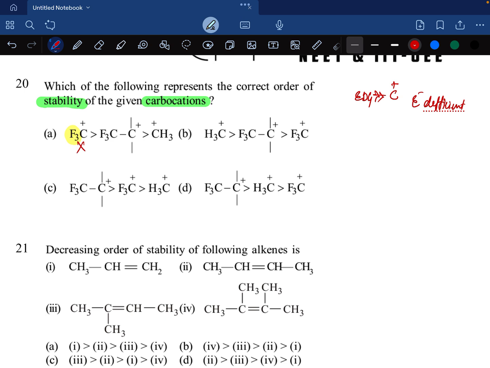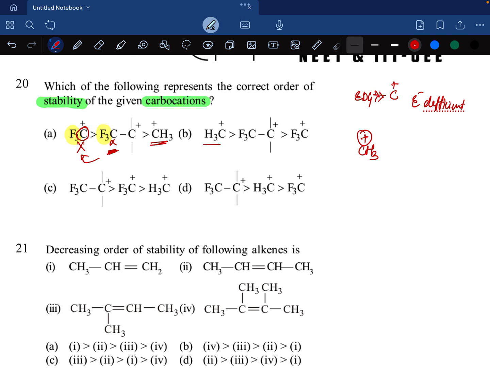Here also we have what? Fluorine. This also withdraws the electron density, but it is present on the alpha carbon, not directly attached to the carbocation. Here it was attached to the carbocation. So here the effect is a little lesser than the first one. And we have hydrogen which nullifies. Okay, so the highest stability of the carbocation should be of CH3 plus. We have to check like that. Let's see where CH3 plus is given.